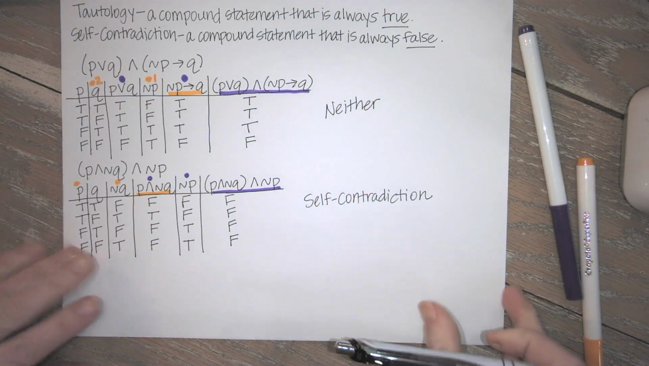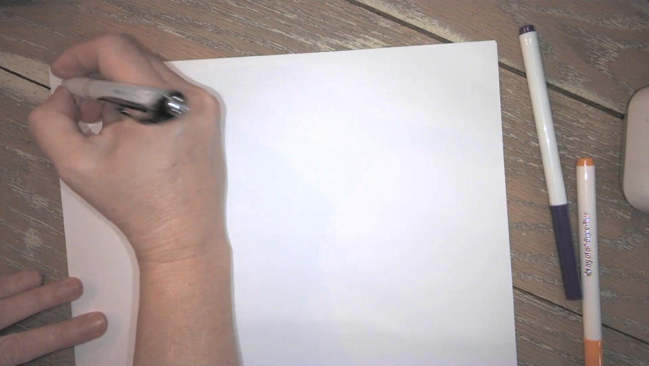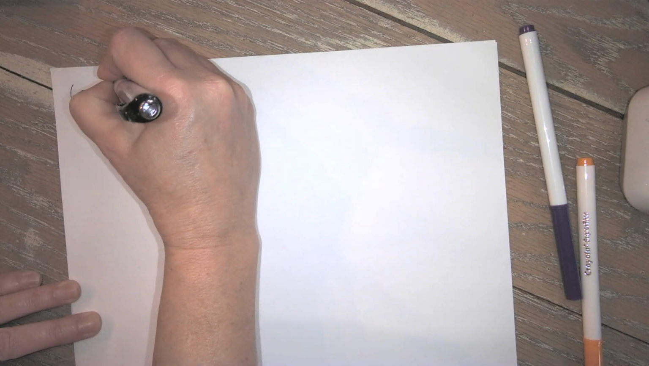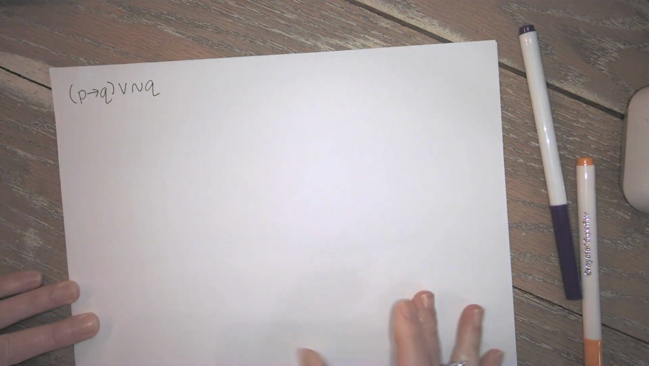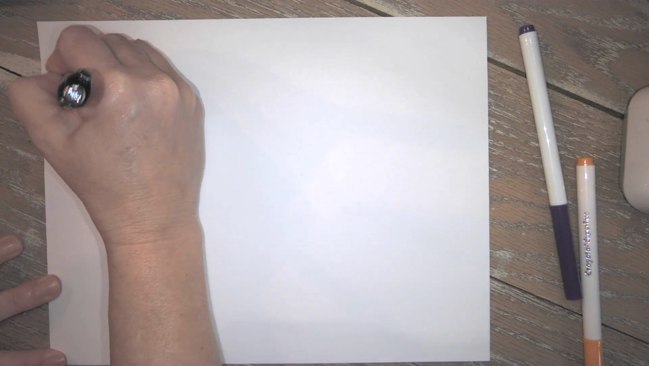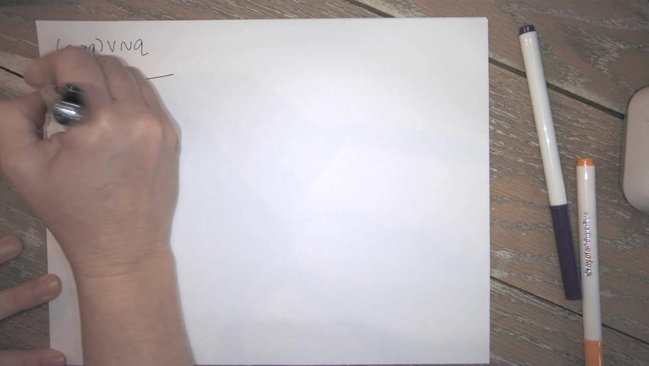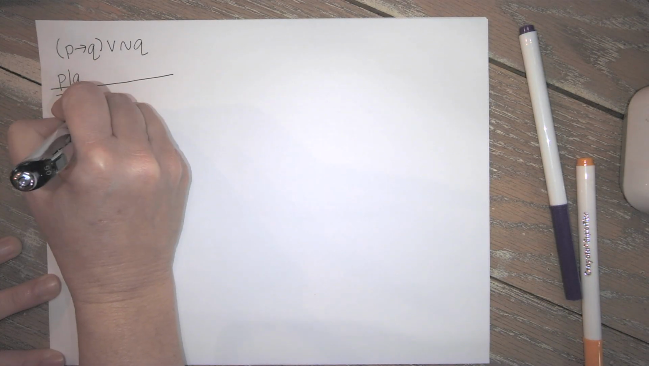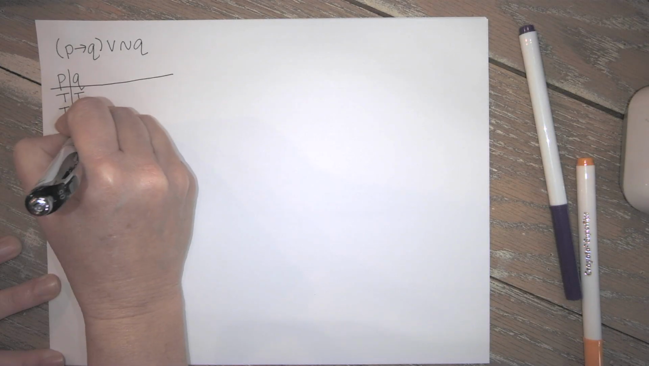Okay. I don't think I can squeeze another one in there. So let's get a new sheet and build a truth table for if P then Q or not Q. Okay, we want to know if this is a tautology, a self-contradiction, or neither. So we only have P's and Q's. So again, we'll only have 4 possible scenarios. True, true, true, false, false, true, false, false.